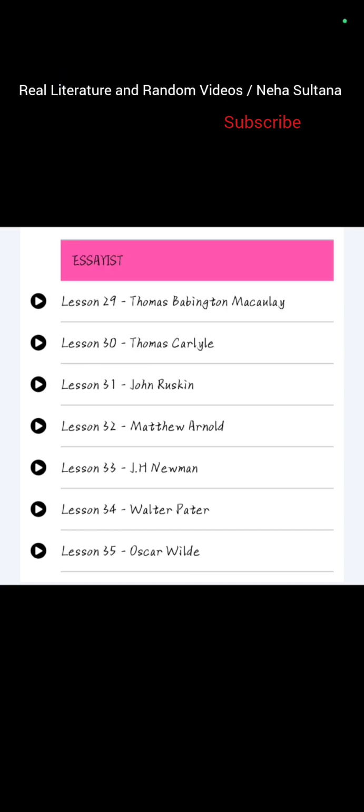This chapter also consists of another section that is about essayists. So you have to go through all these essayists. That is Thomas Babington Macaulay, Thomas Carlyle, John Ruskin, Matthew Arnold, J.H. Newman, Walter Pater, and Oscar Wilde.